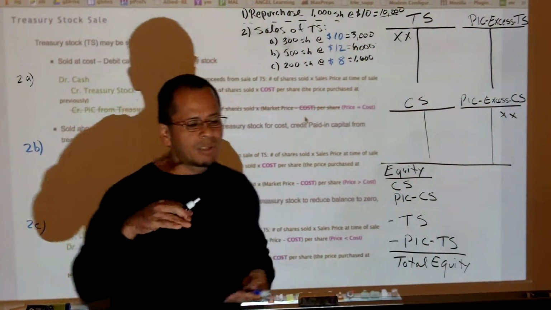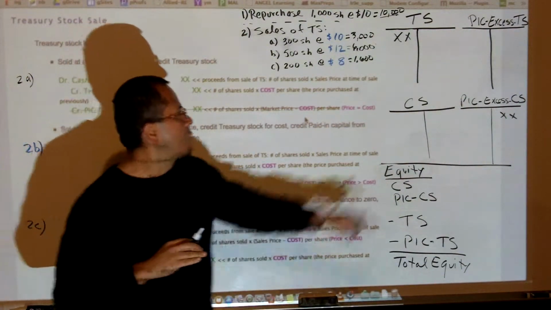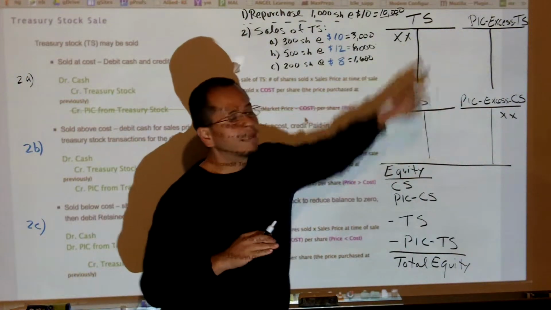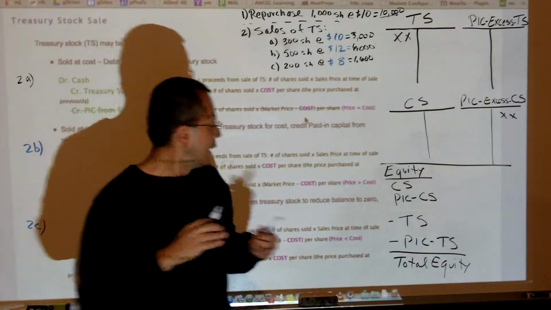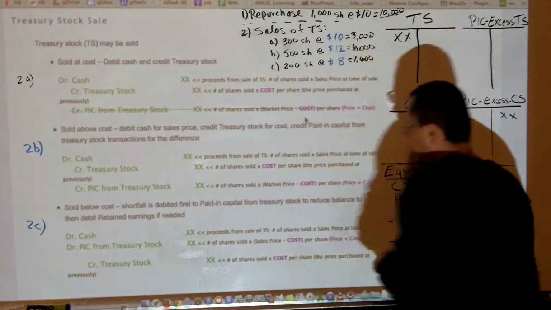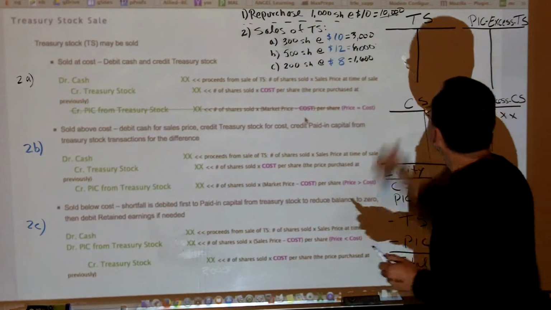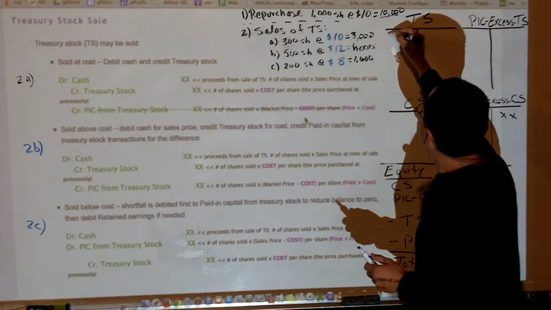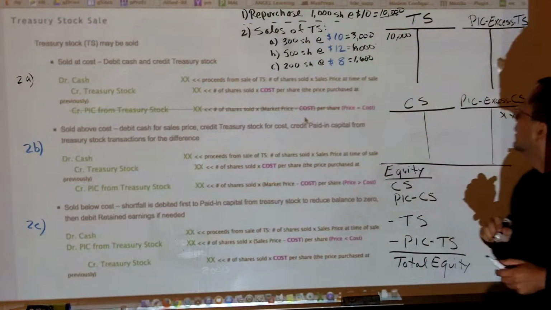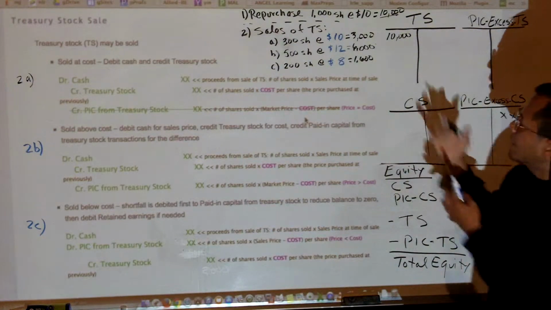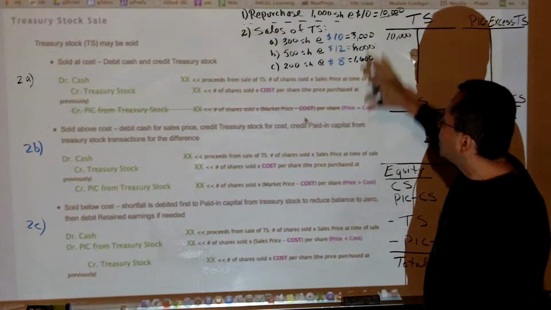At that point in time, as you may remember from a different lesson, we debit treasury stock for $10,000, and then we credit cash. Now, in the posting of the treasury stock account, we would then see $10,000 reflected. Okay, so given that, now we have three scenarios in sequence.